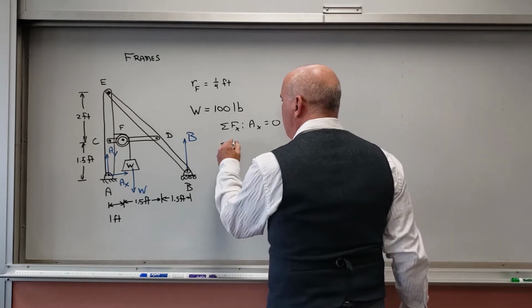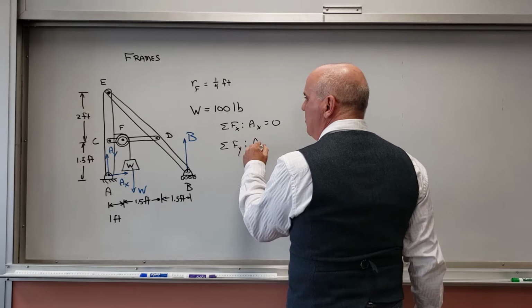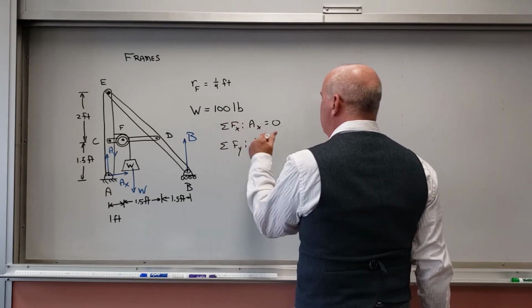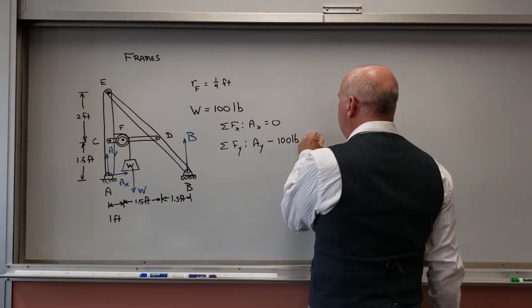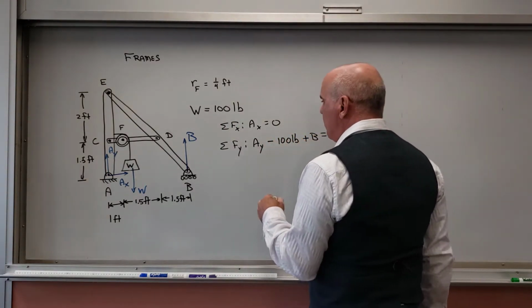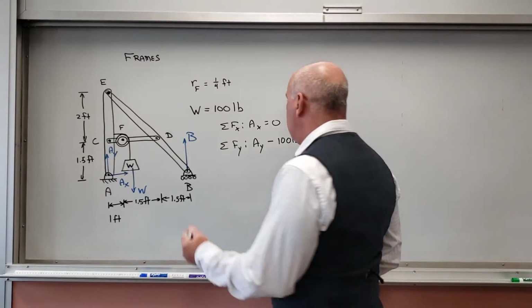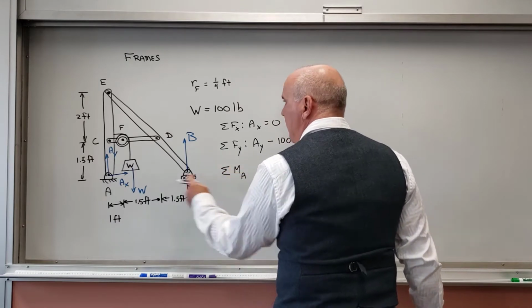And then the sum of the forces in the Y, I've got A sub Y minus W, but that's 100 pounds, plus B, and that's also equal to 0. So I have two unknowns there, right? I don't know A sub Y, I don't know B, and so I need to do the sum of the moments, and I'll do them around A.